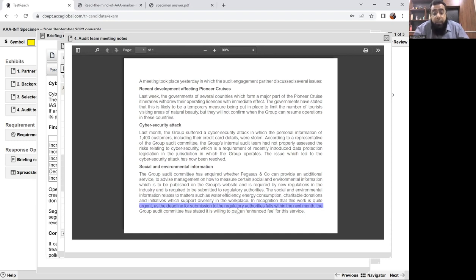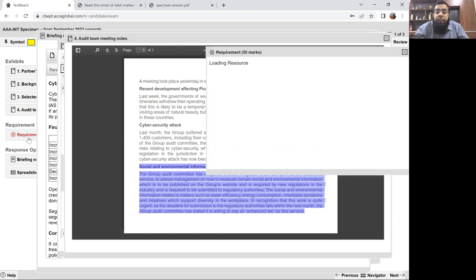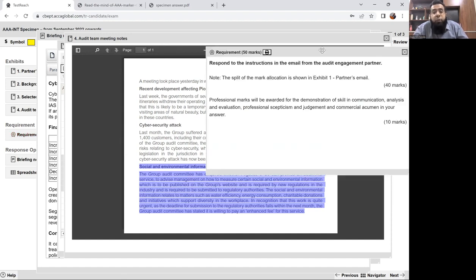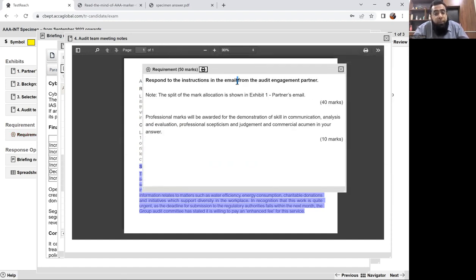falls within next month. The group audit committee has stated that it is willing to pay enhanced fees for this service. Now, this paragraph relates to Part C, in which we have to discuss the matters we have to consider about accepting the engagement. Okay. And then there is the requirement exhibit, which simply says that we have to respond to the partner's instruction.